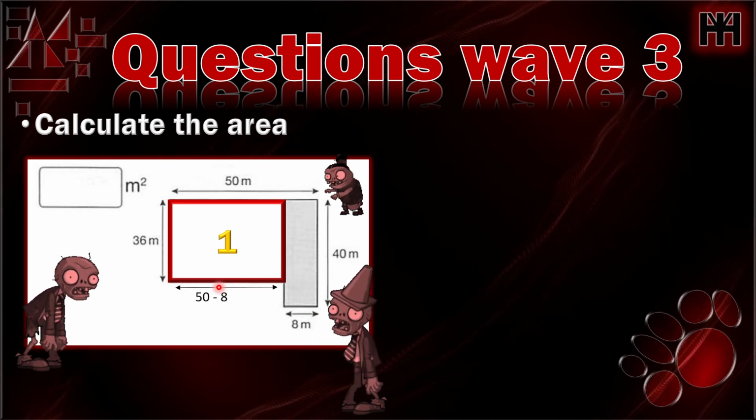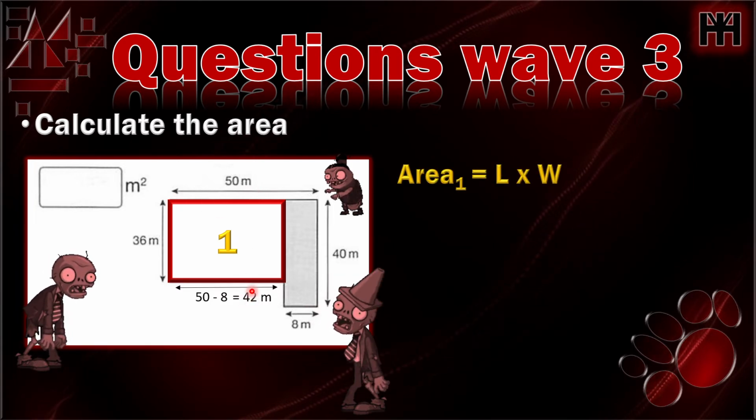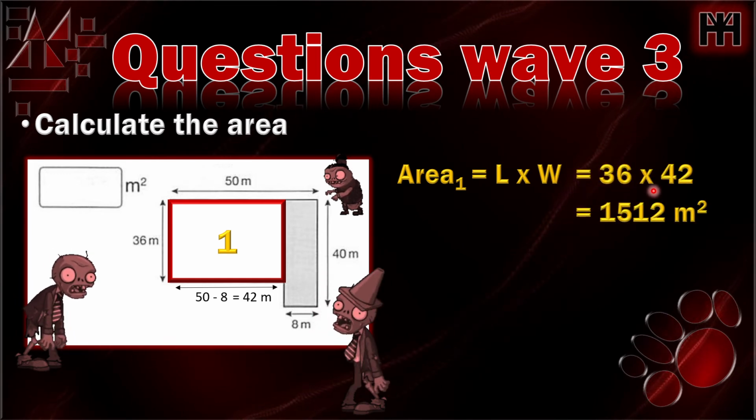So it will be 50 minus 8, so the result will be 42. This part only is 42 meters. So the area is length times width. So it's 36 times 42. So area 1 will be 1512 meters square. Okay.